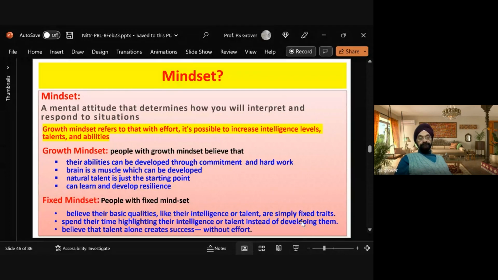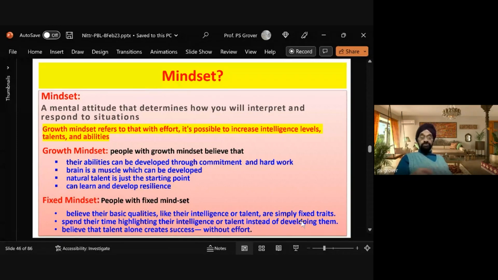What is the mindset? This instructional method, where I give an instruction, helps the student to interpret things. Growth mindset refers to the belief that with effort it's possible to increase intelligence levels, talents, and abilities. I have to prepare the mind of the student. I have to imbibe in the mind of the student that your intelligence, your capabilities, your talents can be enhanced, can be developed further. But he will ask how? What are the mechanisms?